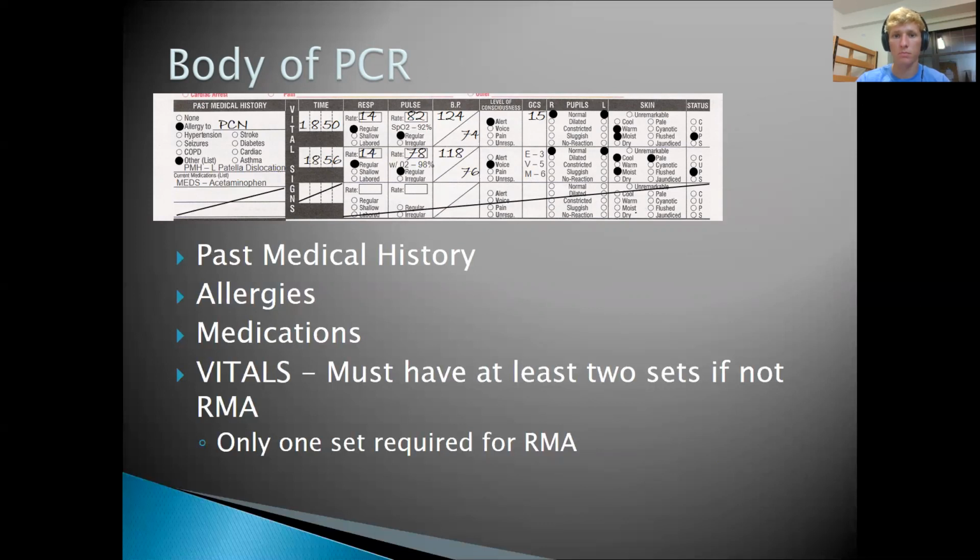pulse rate and quality, blood pressure, level of consciousness, GCS, pupils, skin, and status. Remember status: CUPS. C, critical. U, unstable. P, potentially unstable. S, stable.